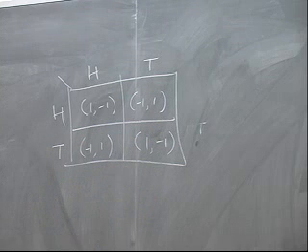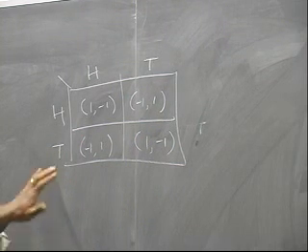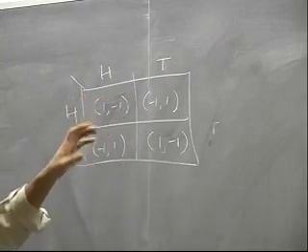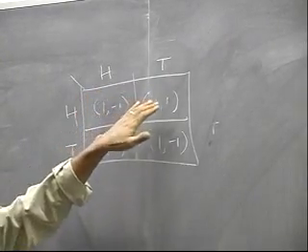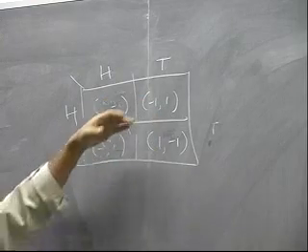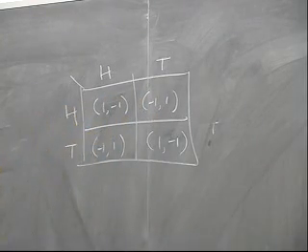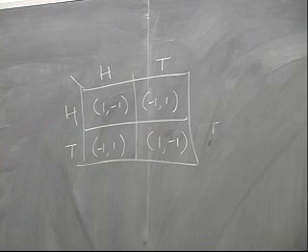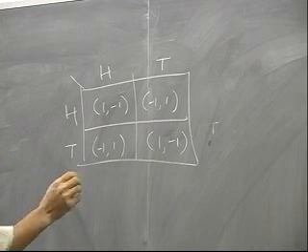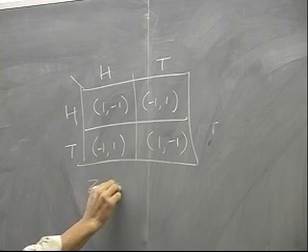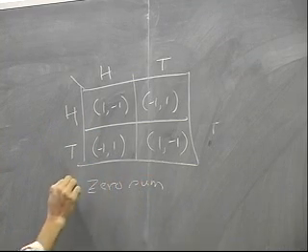So right away we see that this game is symmetric. What we mean by symmetric is that everything off the diagonal is a mirror image. So you have -1, 1, and you have -1, 1. So basically TH and HT are the same, which is why it's symmetric. And the second thing is that it's zero sum. When somebody wins, somebody else loses.